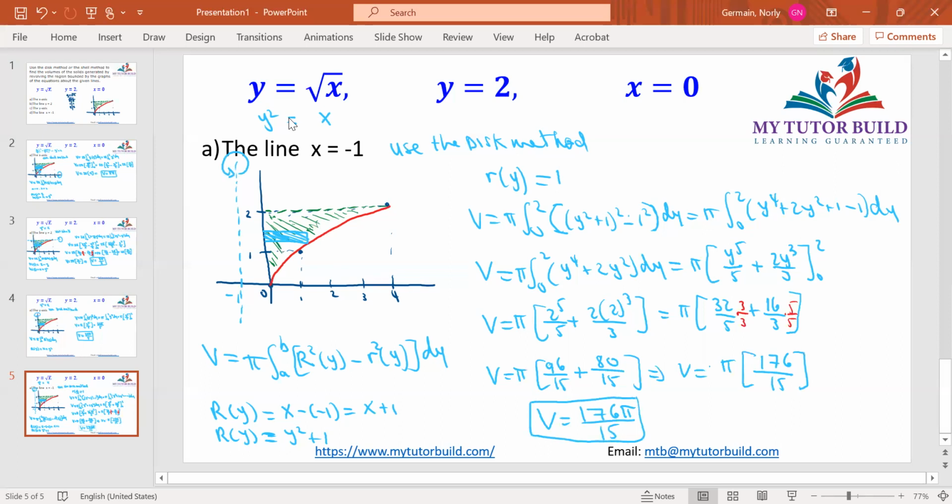So this is the last question, where they ask us to find a volume when it's revolved around the line x equals -1.